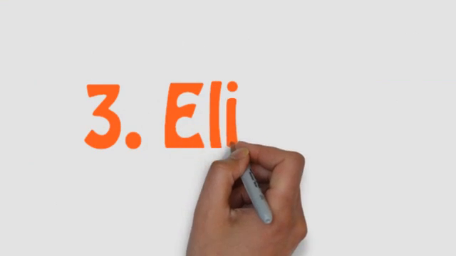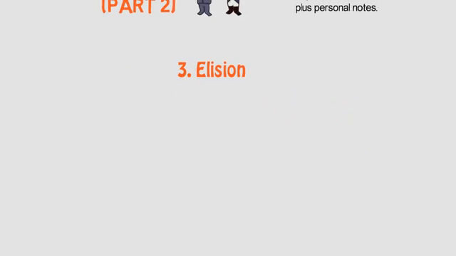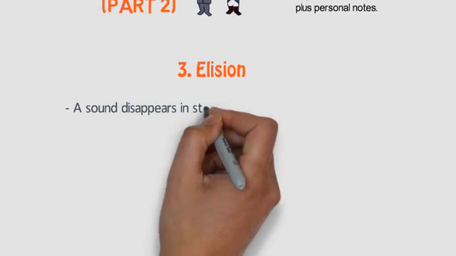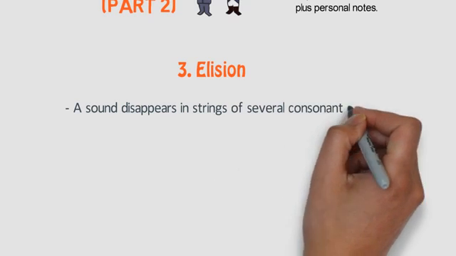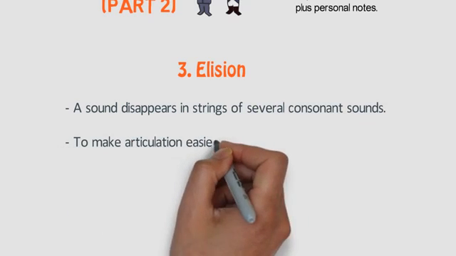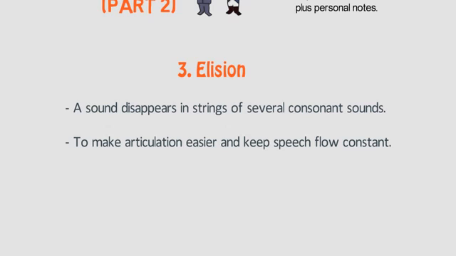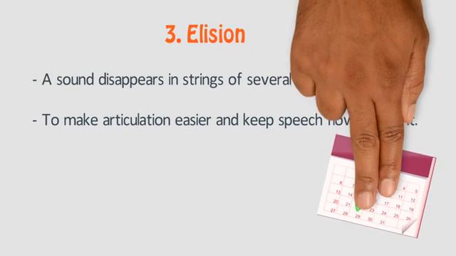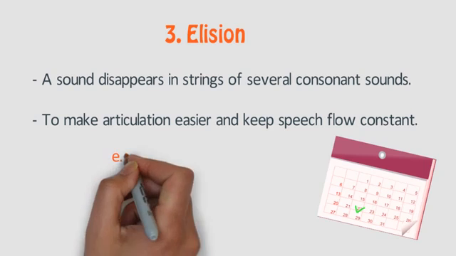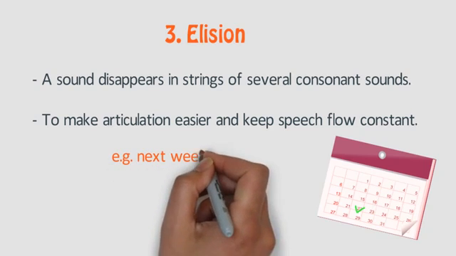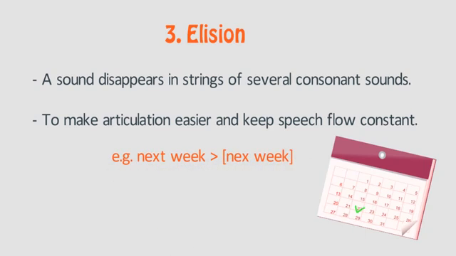Feature number 3. Elision. Sometimes a sound disappears or is dropped when we have strings of several consonant sounds. We do this so the articulation of these words can be easier and so we can keep a constant speech flow. For instance, instead of saying 3 consonant sounds in next week, we delete the final t in next so it's easier to move from the x to the w. Next week, next week.